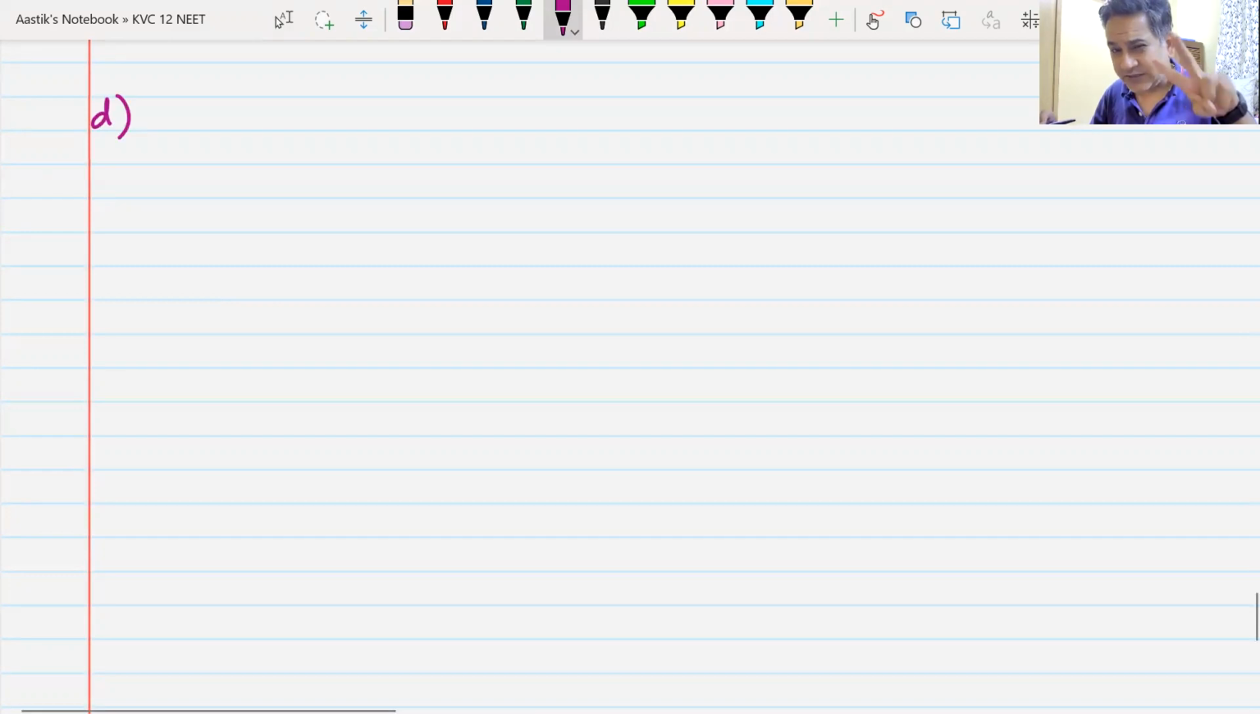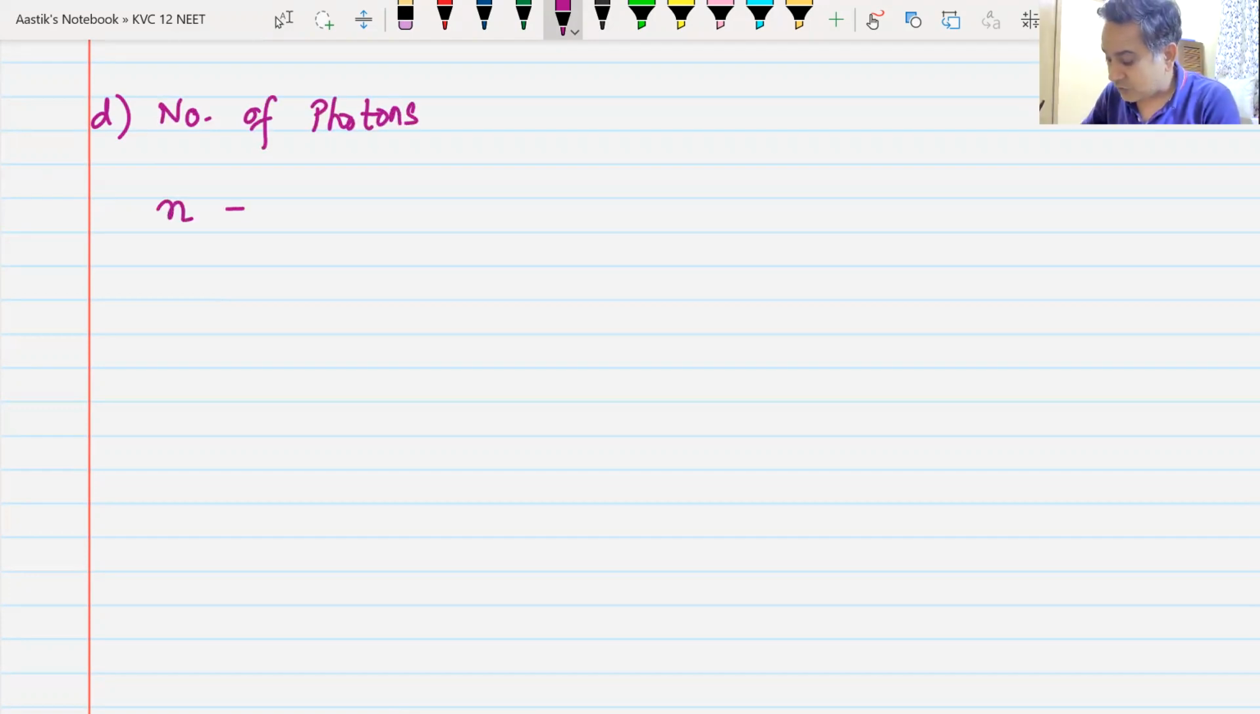First was energy of photon, second was mass of photon, third was momentum of photon. Here we are talking about number of photons. How do you find out the number of photons falling on a particular body or on a particular area? If I call that number of photons as n, how many photons are falling? If I know how much light or how much energy is falling on this wall, total energy, let us say it is U, if I divide it by the energy of one photon, I will find out the number of photons falling on the body. So it is basically total energy divided by energy of one photon.